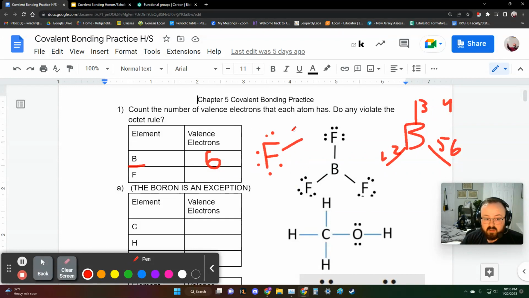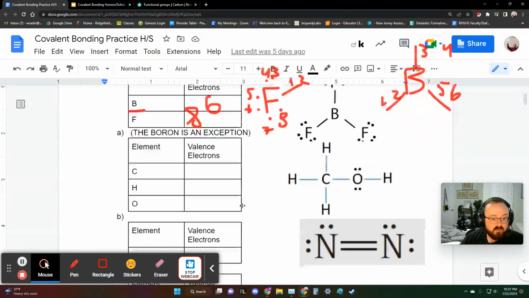Here's our fluorine. It looks like this. It's got one covalent bond. So we're going to take 1, 2, 3, 4. We have all these pairs of electrons. 7, 8. There are 8 valence electrons here. Simple enough.